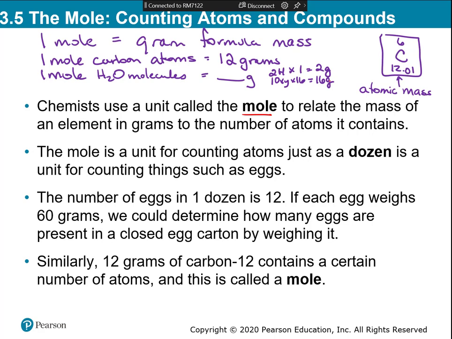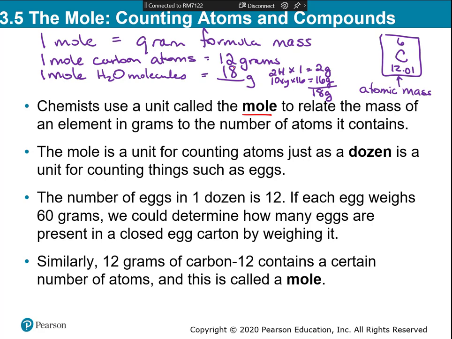I have to add those together. So I'm just adding up the masses of each of the atoms in the formula. So I know that there's 18 grams in one mole. So I could figure out how many in 2 moles, I could figure out how many in 5 moles, I could figure out how many in 0.008 moles. I'm really just going to use this like a unit conversion. So I know 1 mole is equal to 18 grams.